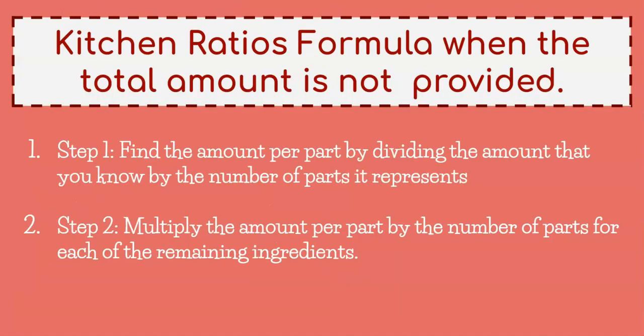All right, now, what if you're in the predicament that the total amount is not provided? Here are the steps to do that. Step number 1, find the total amount per part by dividing the amount that you know by the number of parts it represents. Again, it's going to make more sense when I show you. And step number 2, multiply the amount per part by the number of parts for each of the remaining ingredients. Let's put this to work so it makes sense.